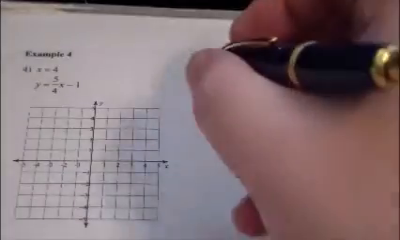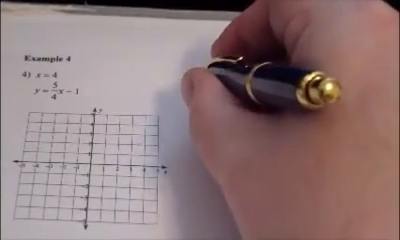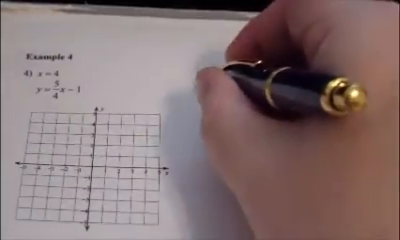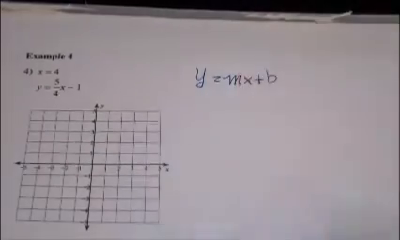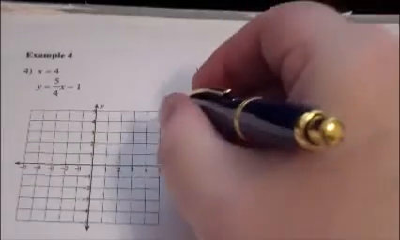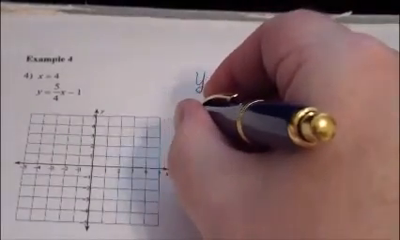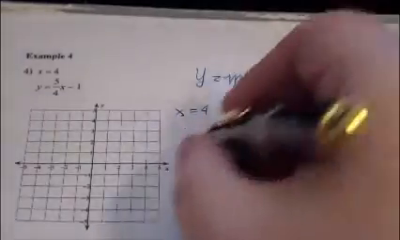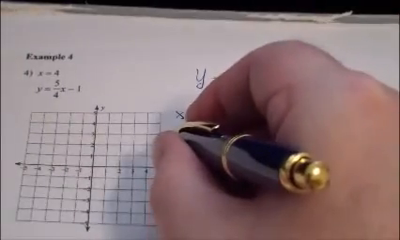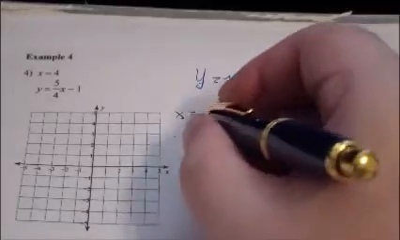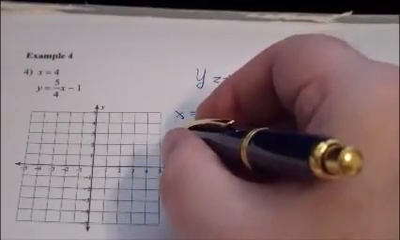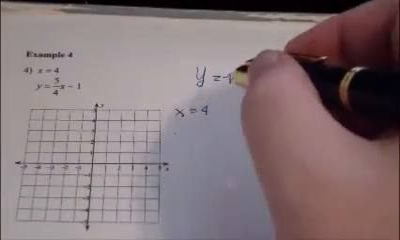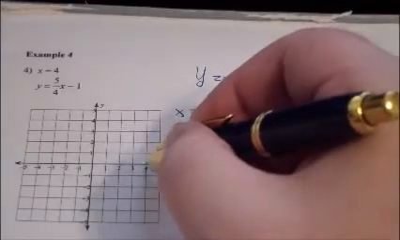Let's do that. We want it in the form of y equals mx plus b. That's what we're looking for. First equation, x equals 4. These guys are special cases. There is no y-intercept, and there is no slope. So what we actually have to do here is just get the x value.